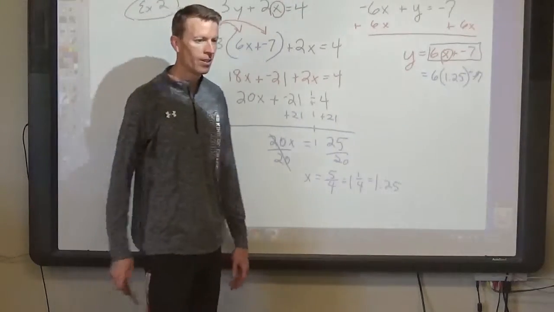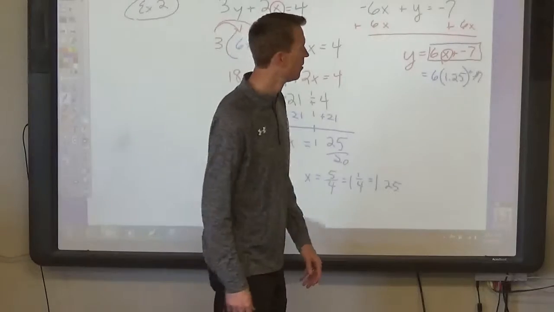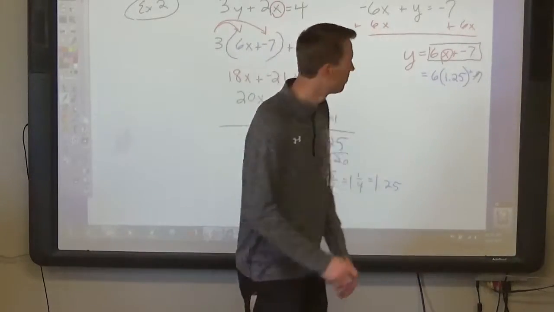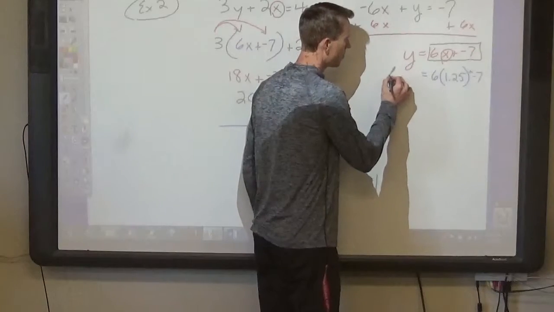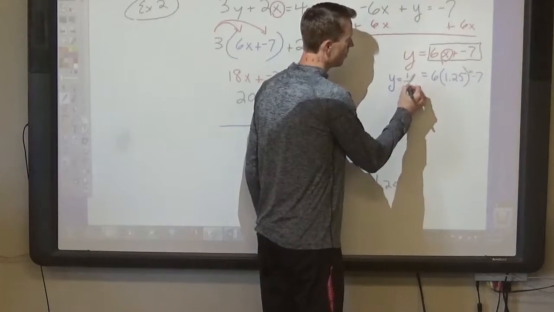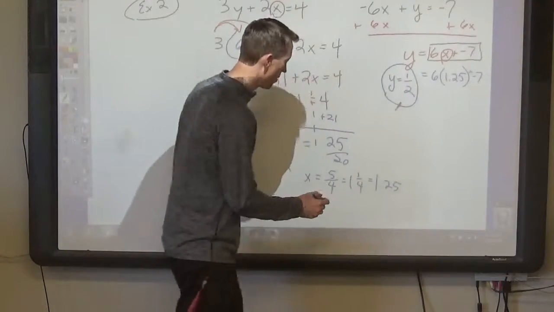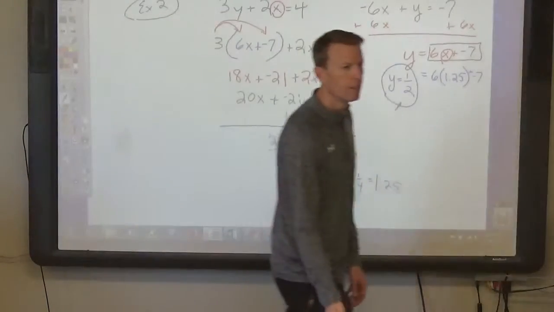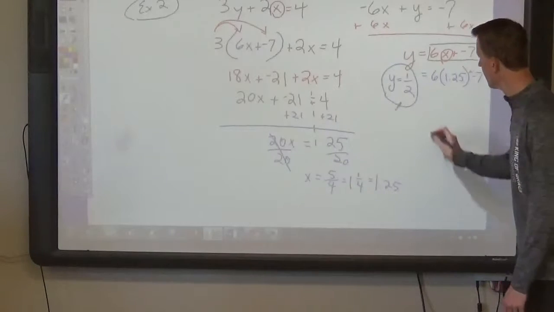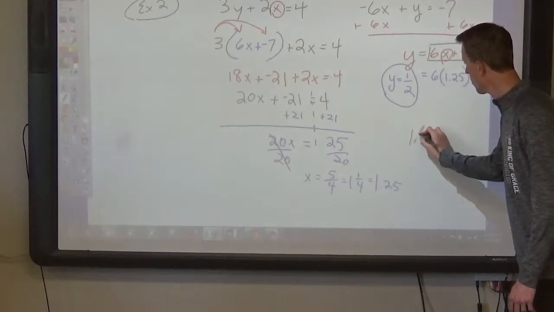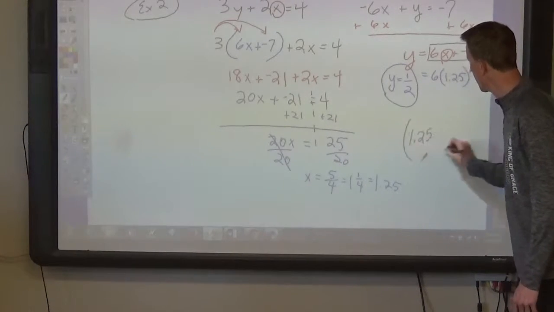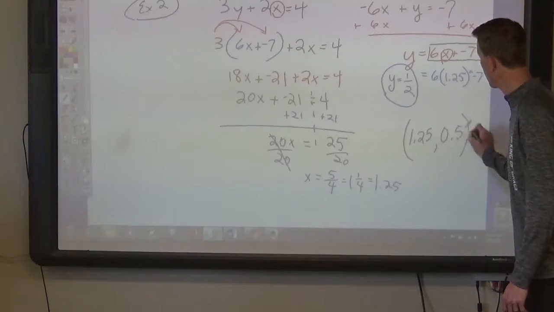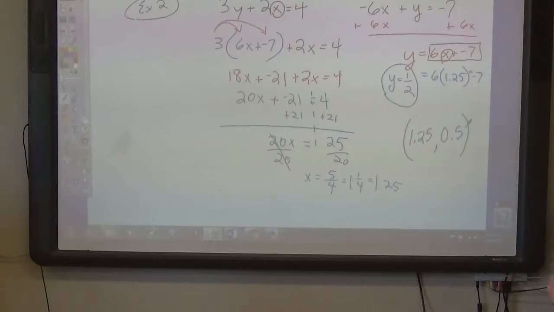Isaac, you have your calculator out, what is it? y equals 1/2. So what is our ordered pair then? 1.25, comma, 0.5. Yep, and that we have as our solution.